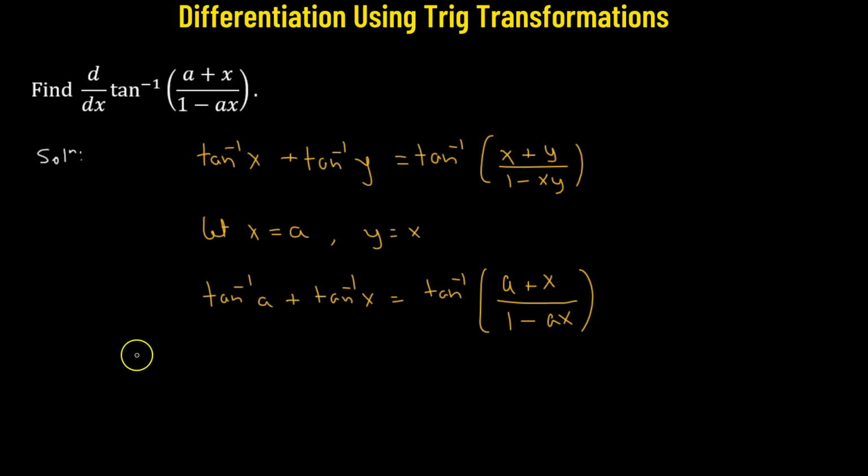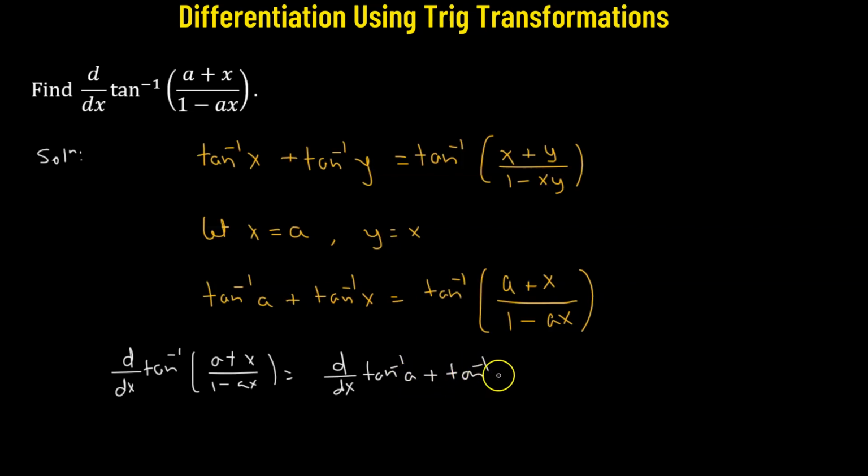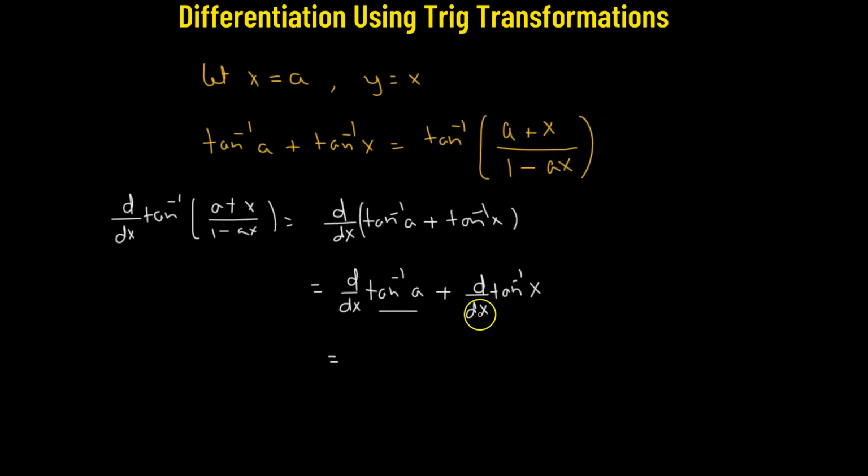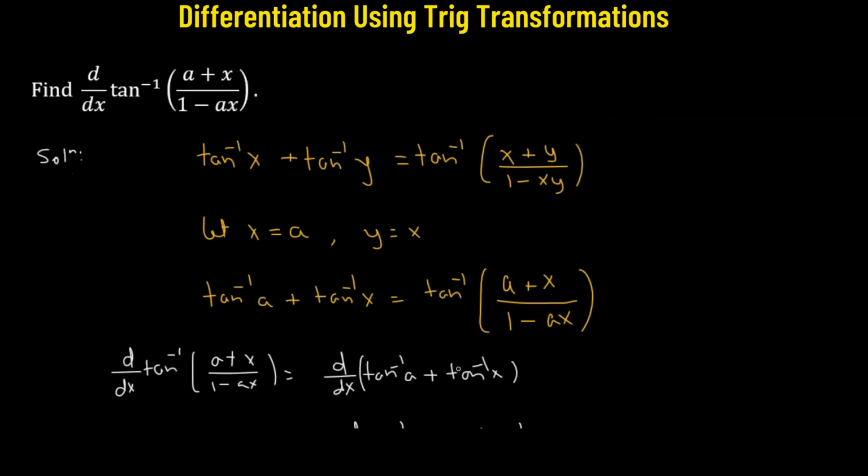So that means we can rewrite the derivative with respect to x of tangent inverse of (a plus x) divided by (1 minus ax) as the derivative with respect to x of tangent inverse of a added to tangent inverse of x. Right. So let's find out the derivative. Now we have the derivative with respect to x of tangent inverse of a plus the derivative with respect to x of tangent inverse of x. So tangent inverse of a is a constant. That means our derivative will be 0, and the derivative of tangent inverse of x, that's a standard value, 1 over 1 plus x squared. So this is the final value of our given derivative.